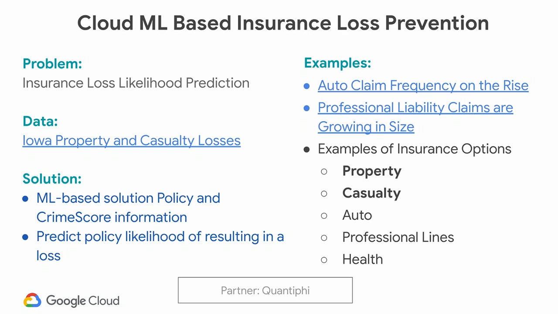Some examples of why frequency is important: I just linked a couple of articles in the top right. And there are different examples of insurance out there where similar analysis can be done, such as property and casualty, which we're really focused on here. But we've also seen it in auto, professional lines, and health insurance as well.